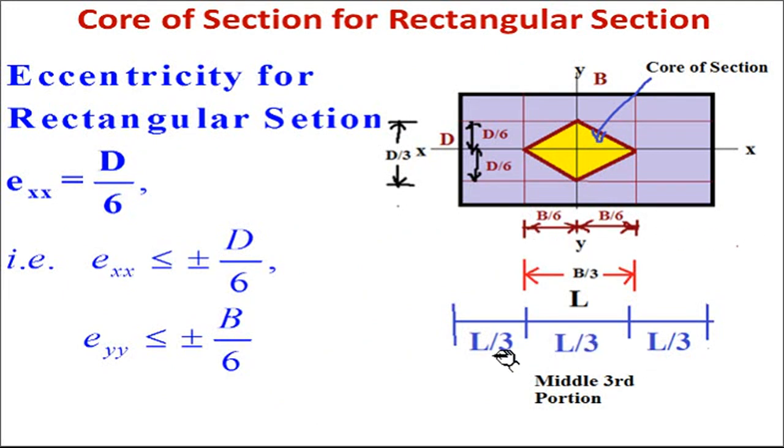Okay, and this distance is L by 3, L by 3, L by 3. When the load is acting on this middle third part of the cross section, L by 3 means what? Middle third portion. That is also called the middle third rule. When the load is acting on the middle third part of a rectangular cross section, the stresses produced are totally compressive.